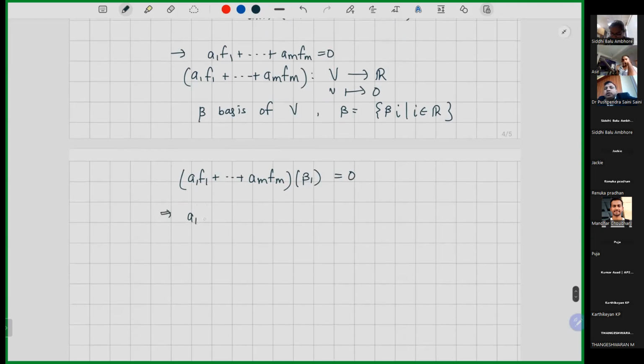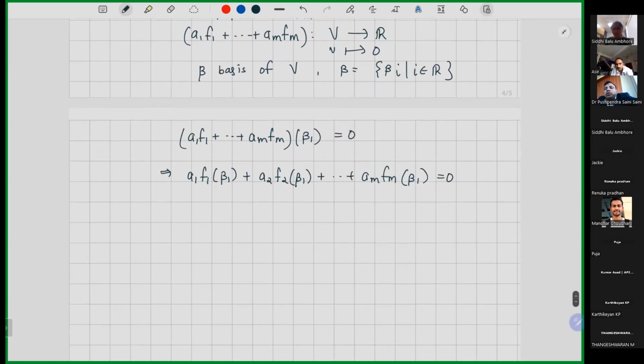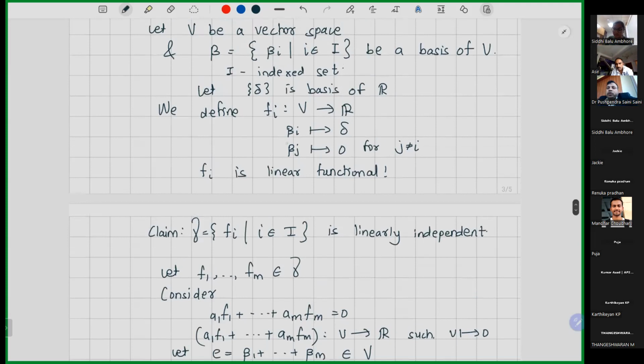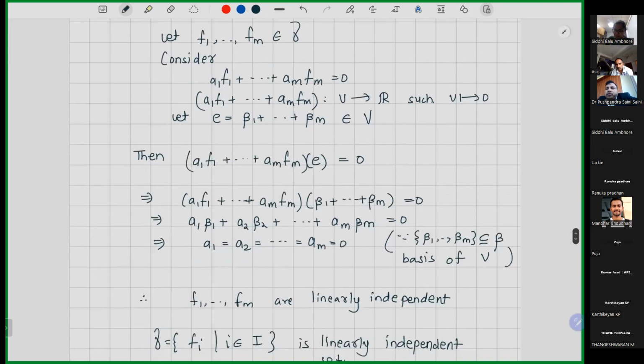Now see, A1 F1 beta 1 plus A2 F2 beta 1 up to AM FM beta 1 is equal to 0, right? Now F1 beta 1 is delta itself. That's how I have defined these Fi's: Fi's are such that the same index goes to delta and the rest go to 0. So it won't be this; it will be delta here.